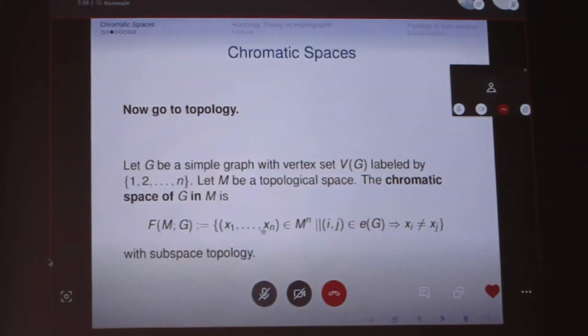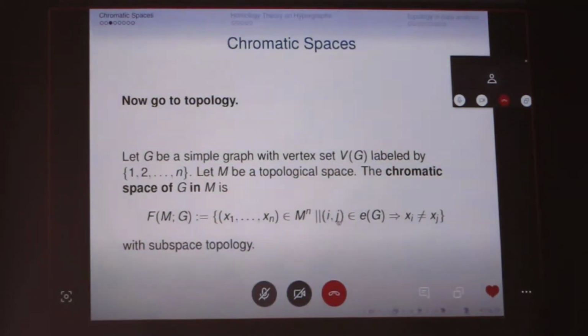Now according to the rule, for vertex i and vertex j joined by an edge, the colors x_i and x_j should be different. Now the point is that now we just choose this.